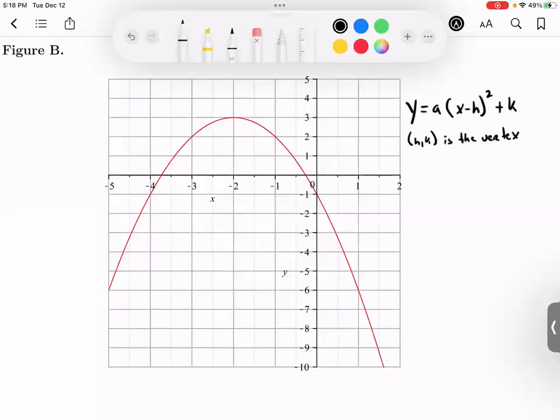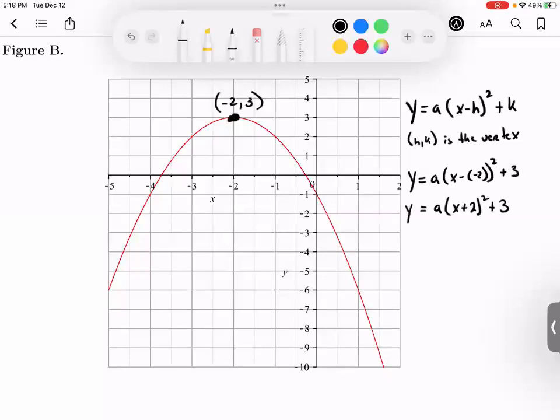So first thing is, when you look at your parabola, identify the coordinates for your vertex. What are my coordinates? That's right. The x value is -2, and the y value is 3. So we say (-2, 3). So we get y equals a times (x minus -2) squared plus 3. So x minus -2 is actually x plus 2. So this gives me y equals a times (x plus 2) squared plus 3.